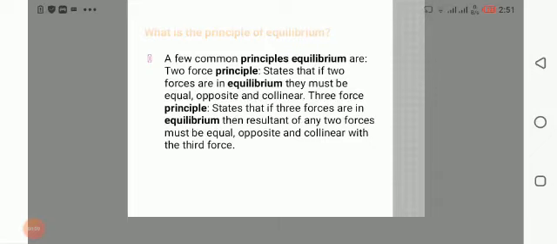This is the best example of a triangle. The vectors are added by the head to tail rule. If two vectors A and B are added, the resultant R equal to A plus B is the third vector or third force.